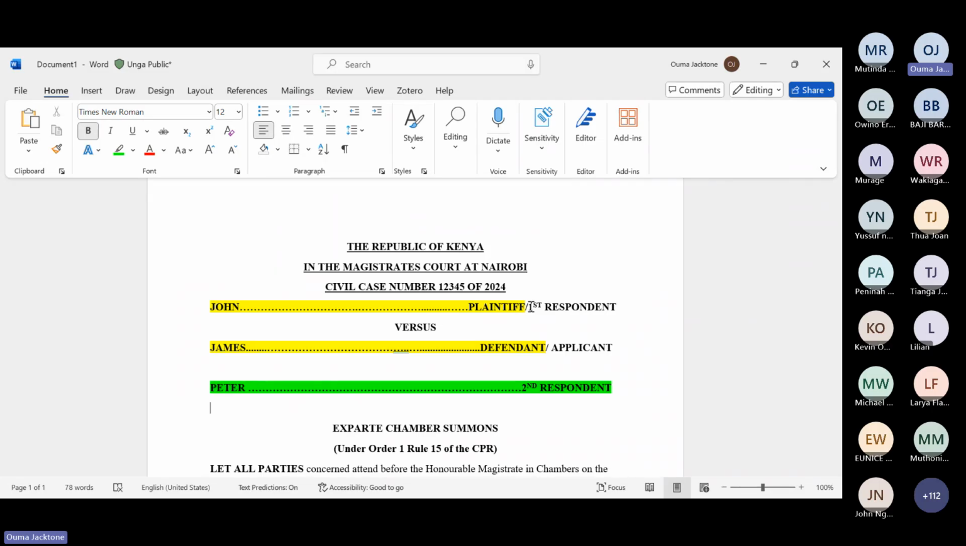Without the application, it was John plaintiff versus James defendant. But James now wants to bring in Peter. And that is why James is going to be the applicant, John the first respondent, and Peter the second respondent. Now, what you need to do is just do a stroke and then write second respondent, do a stroke applicant, and then this one, Peter, will just remain the way it is because he's not a defendant. Peter is not a defendant.